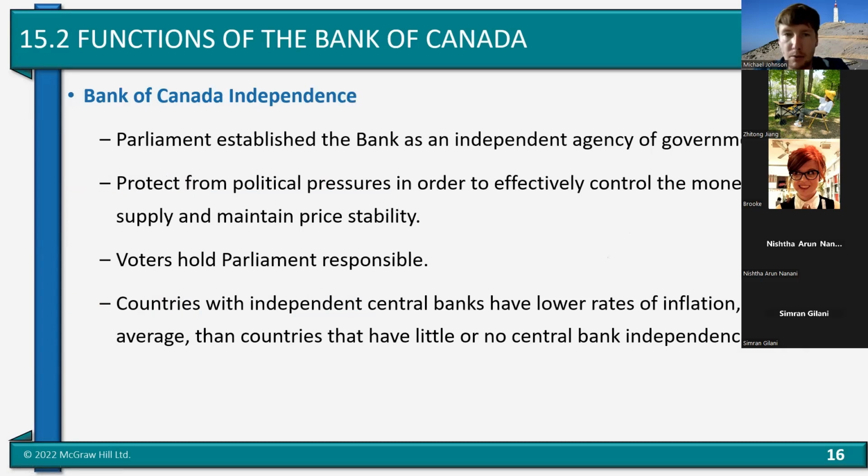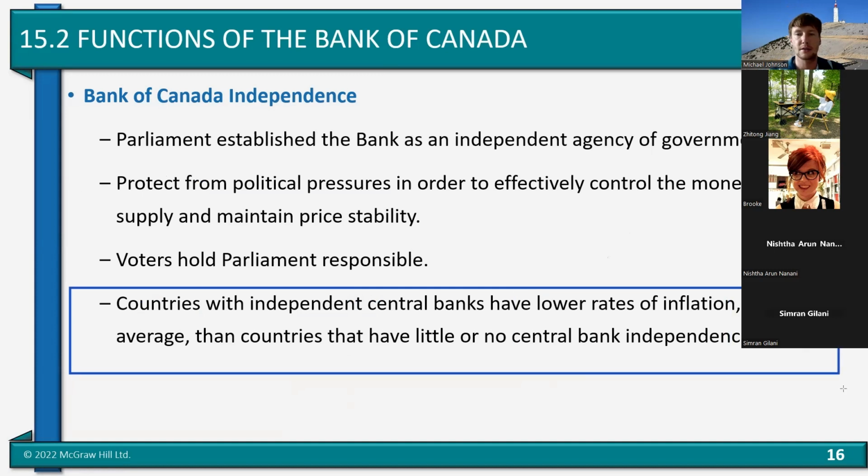Bank of Canada independence. Parliament established the bank as an independent agency of the government, protected from political pressures in order to effectively control the money supply and maintain price stability. Voters hold Parliament accountable. Countries with independent central banks have lower rates of inflation on average than countries with little or no central bank independence. So I'll ask the class, why do you think this is?